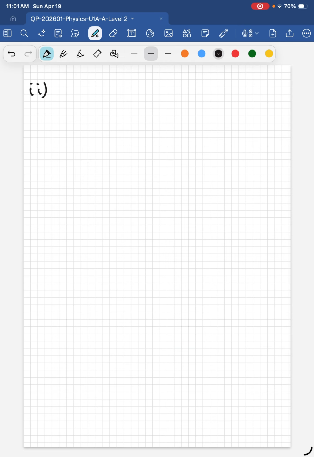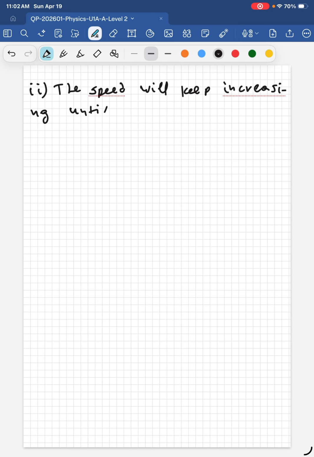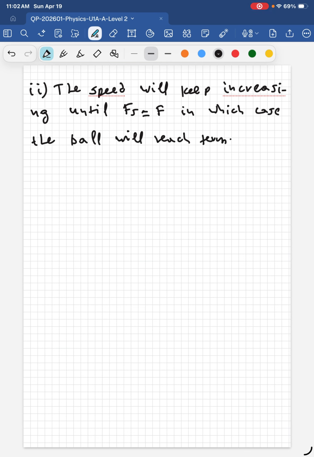So let's write it down. The speed will keep increasing, okay, until the Stokes force is equal to the force, in which case the ball will reach terminal velocity.